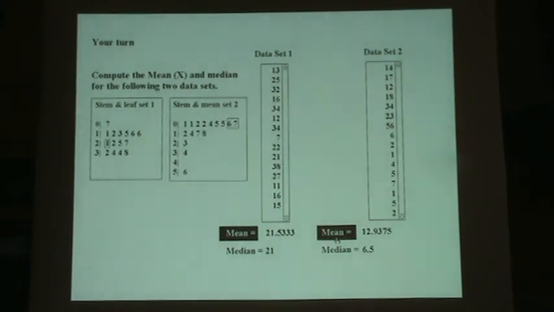The median in this data set here would be a more appropriate measure of central tendency because this data set is skewed. This data set is relatively symmetrical, and so the mean would be the better measure of central tendency.